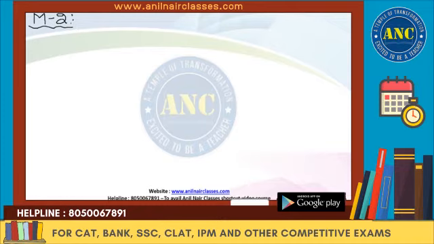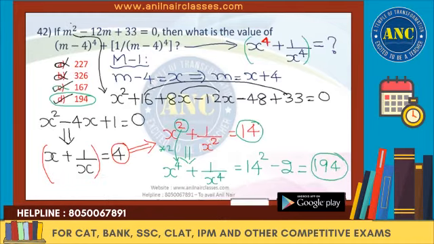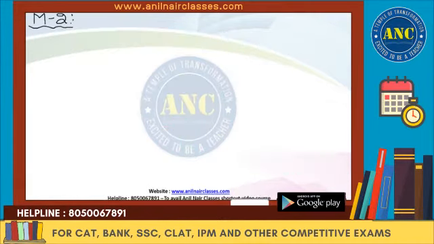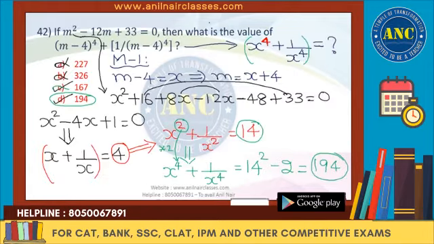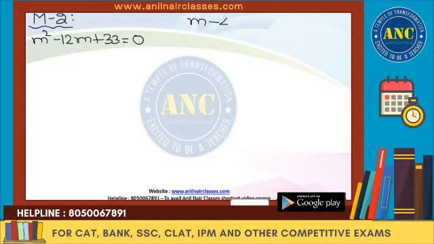Now see here, sir. First of all, let me write the equation. m square minus 12m plus 33 is equal to 0. This is what they are giving. The question asks: (m minus 4) whole power 4 plus 1 divided by (m minus 4) whole power 4 is equal to how much? This is what they are asking.